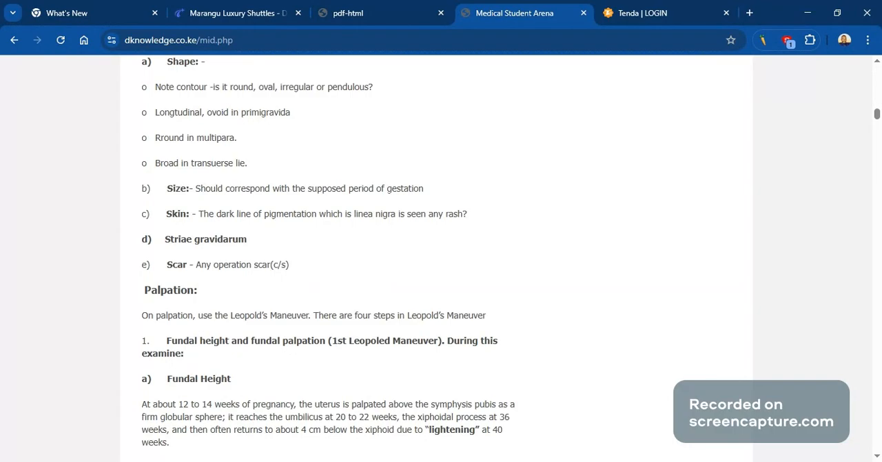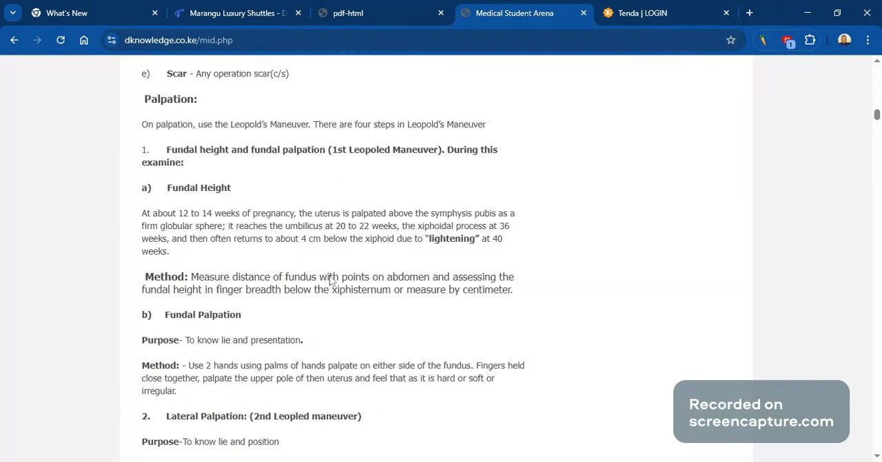On palpation, use Leopold's maneuver. There are 4 steps in Leopold's maneuver. The first is fundal height and fundal palpation. That's the first Leopold maneuver. During this examination, you need to check the fundal height.